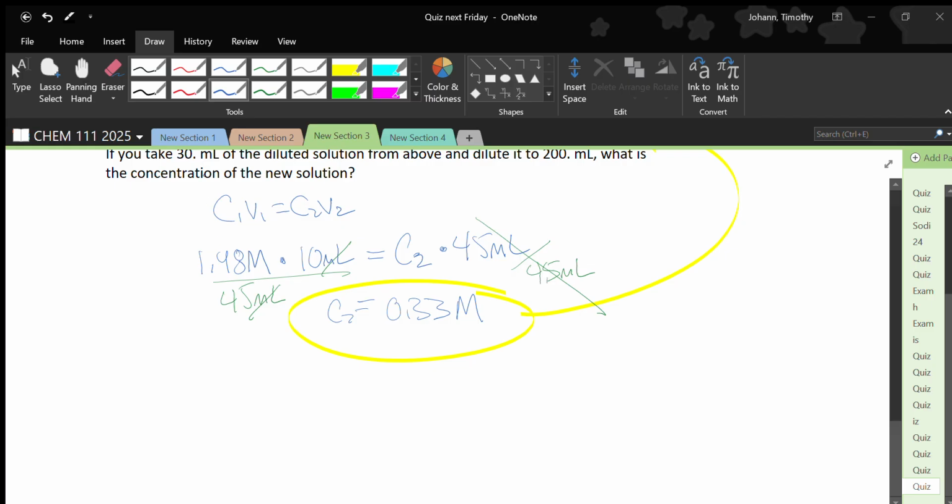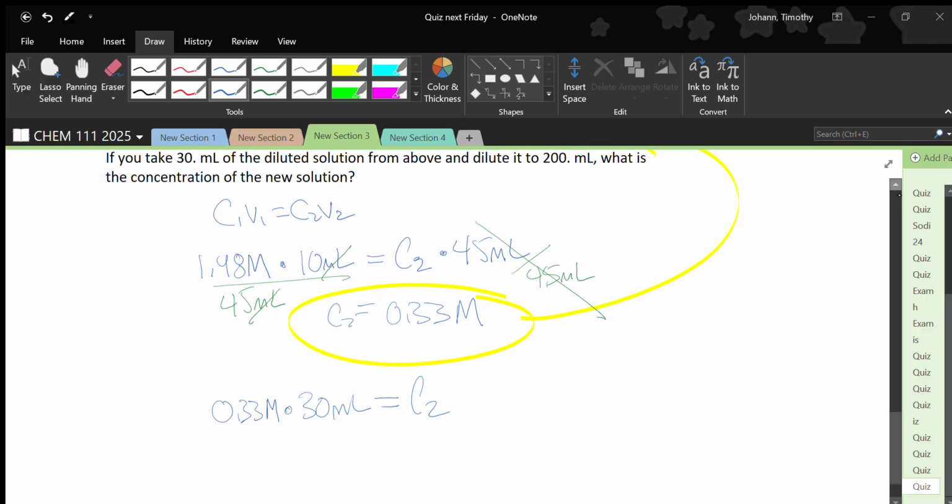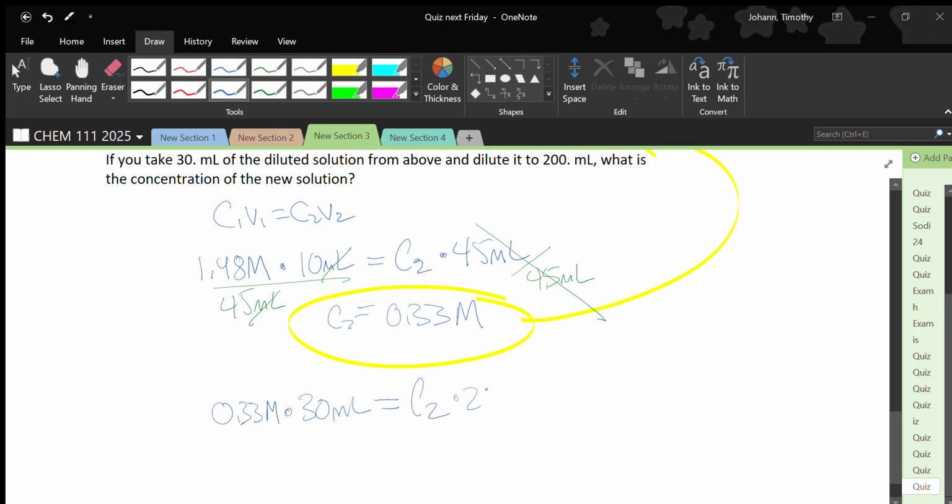I'm going to take 30 milliliters of the next solution. So my V1 is 30 milliliters. What is my C1? 0.33. It's the concentration from the previous dilution. And then I'm trying to find my C2 again, and I diluted to what? 200, right. So that means I added 170 milliliters of probably water. We're not saying what the solvent is, but in Gen Chem, it's kind of always going to be water.